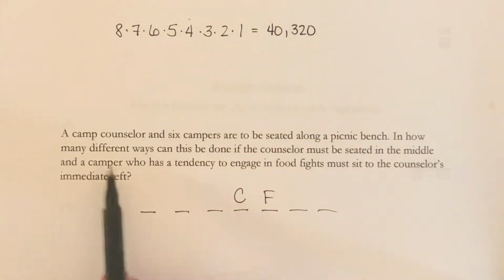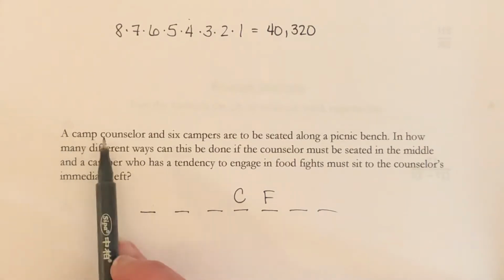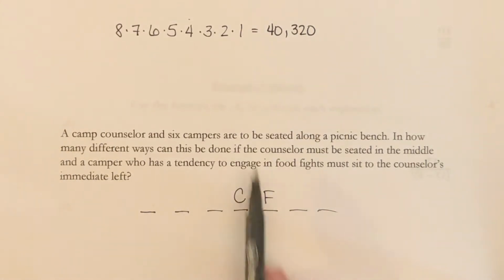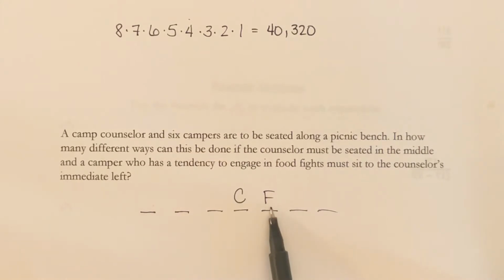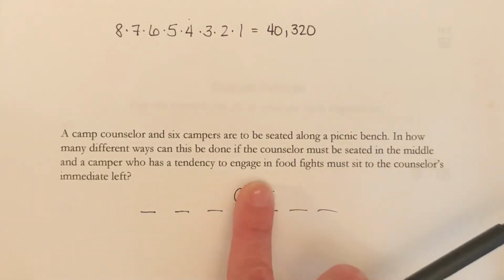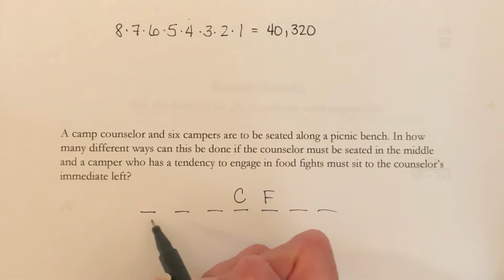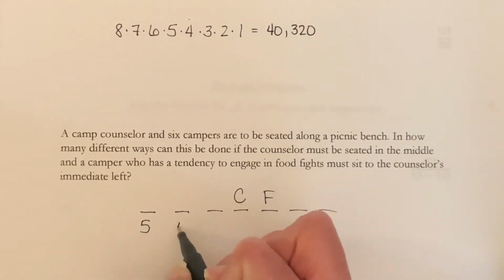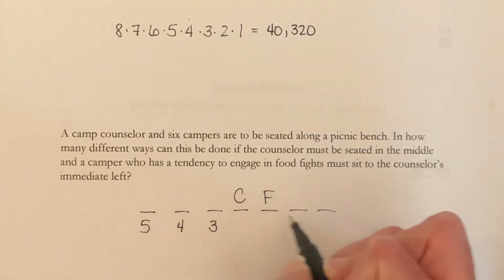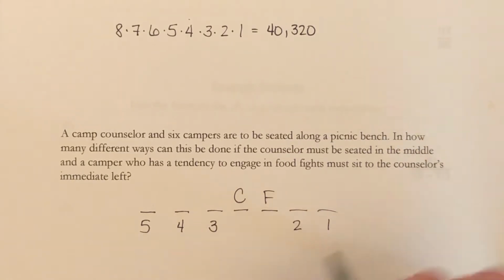Okay, so we don't need to figure out all the different ways we can place the camp counselor because there's not really a choice here. There's no choice as to who sits here either. Okay, so that leaves us with 5 campers to fill these other spots. Well, I have 5 choices for this one, then 4, then 3, then 2, and then 1. And we multiply all these together, and you get 120.